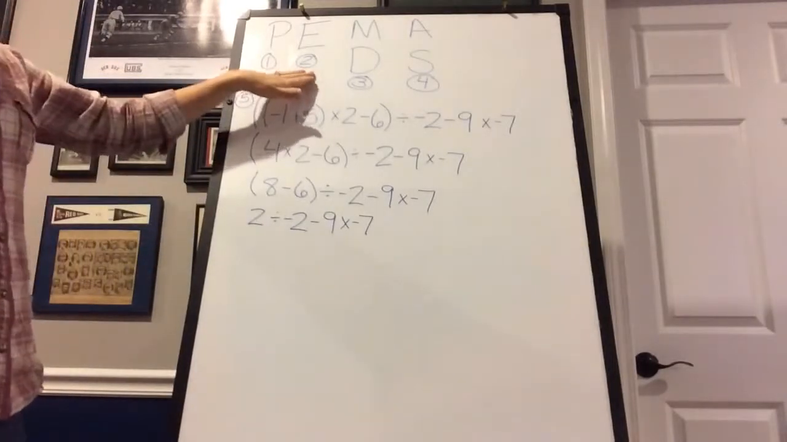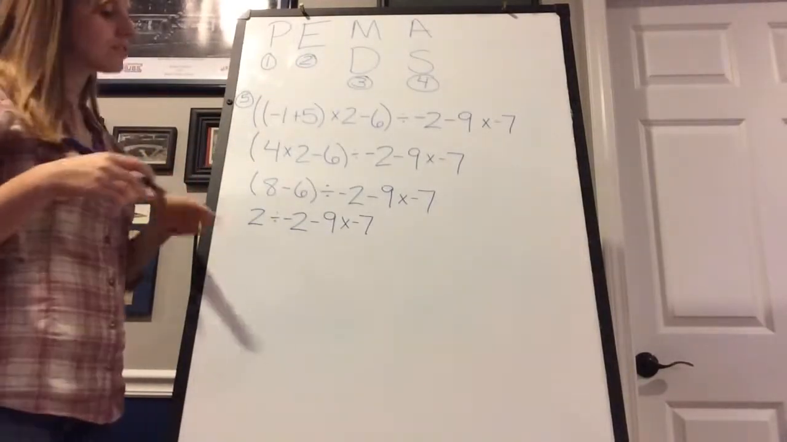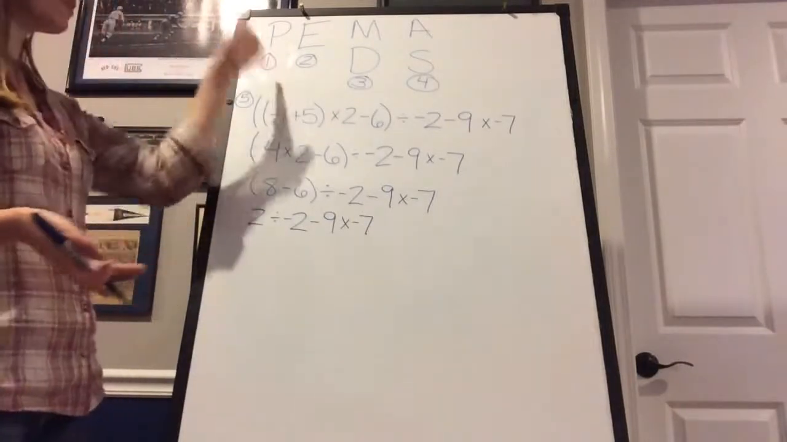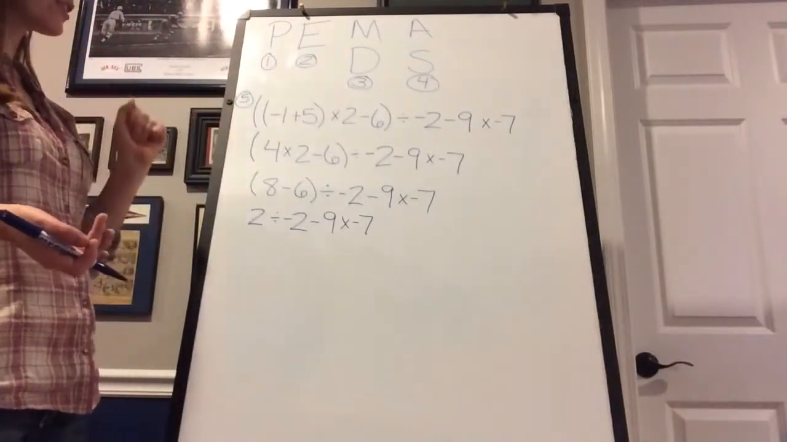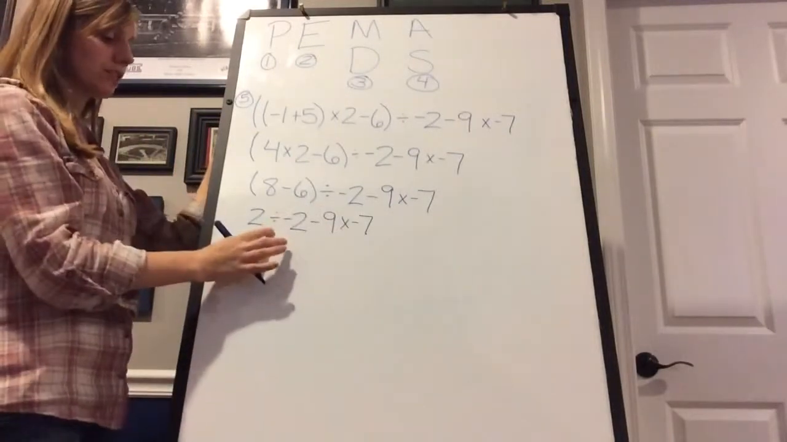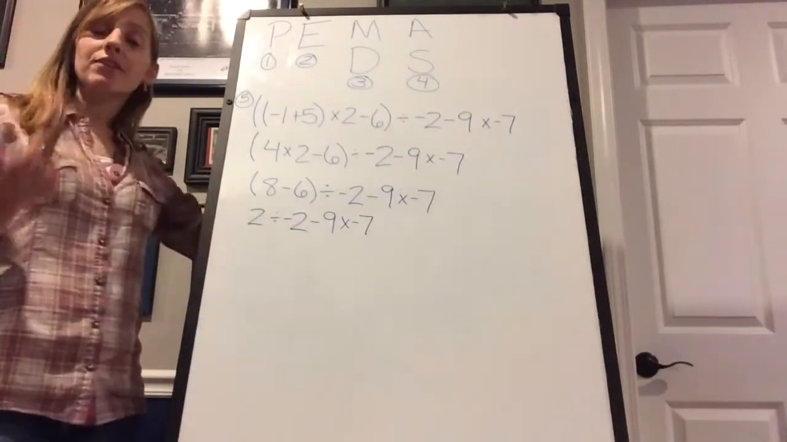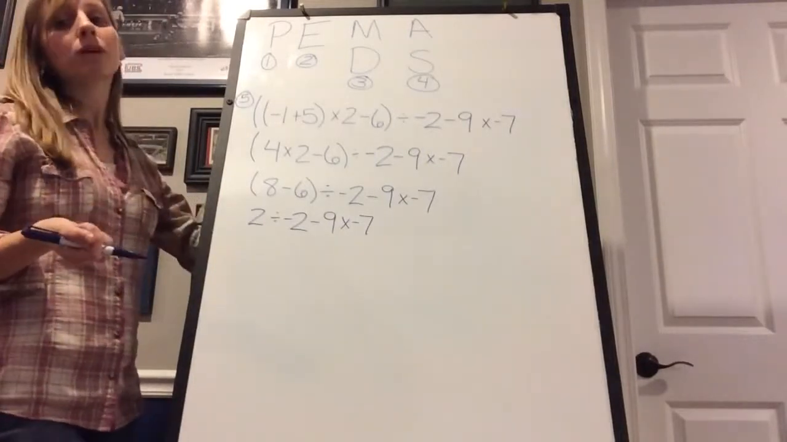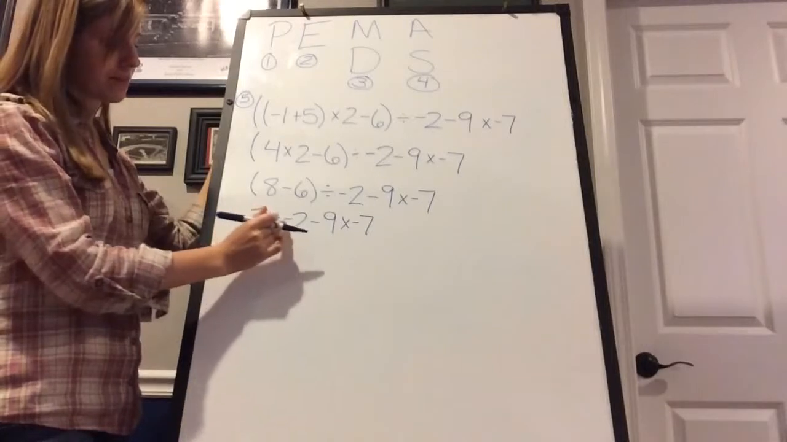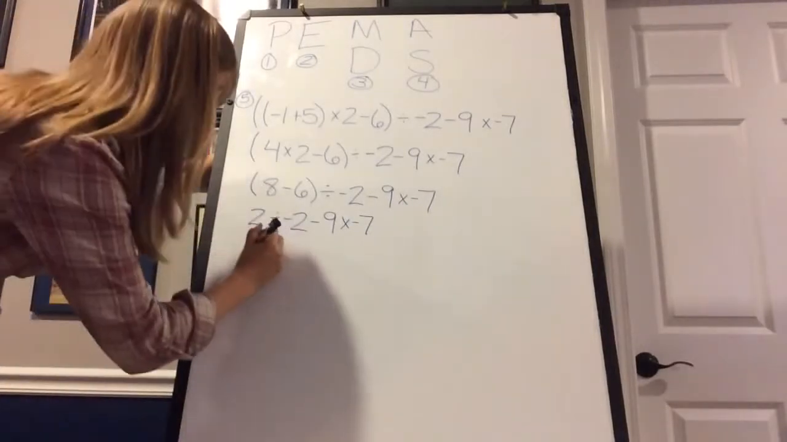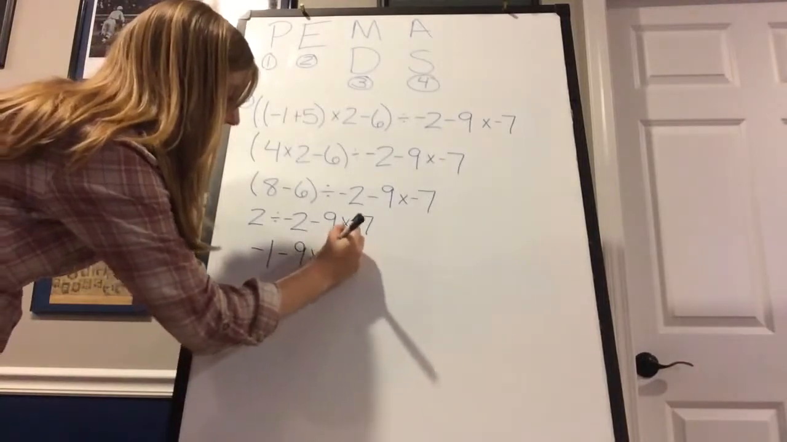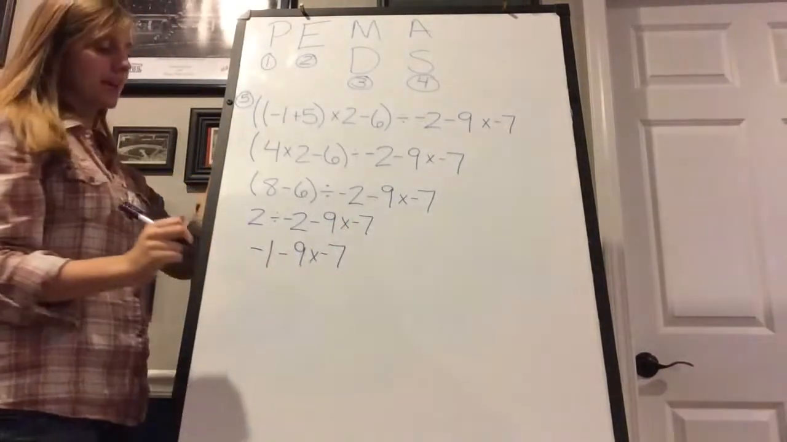The next thing we're supposed to do are exponents. Looking at our problem though, there are no exponents, so I can move on to multiplication and division. Now I actually have both. I have multiplication here, division here. Remember, they are of equal importance, so you do whichever one comes first in the problem. Division. 2 divided by -2 is -1 minus 9 times -7. Everything else stays the same.